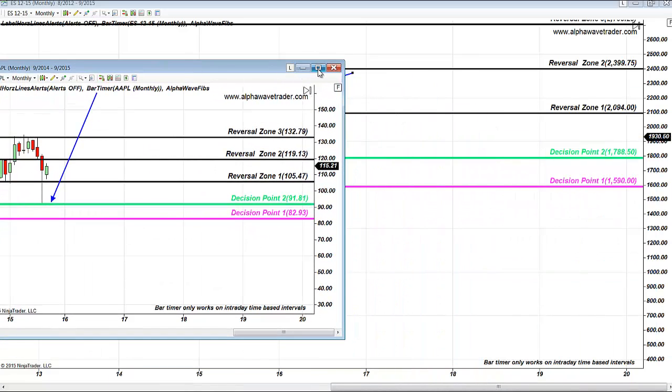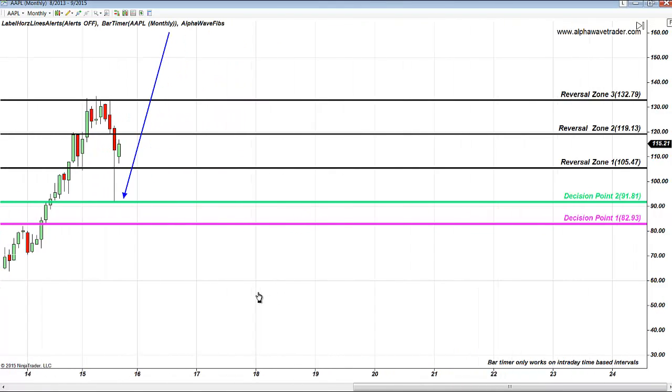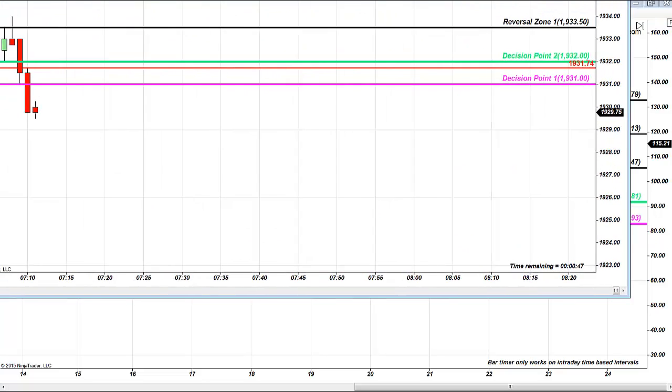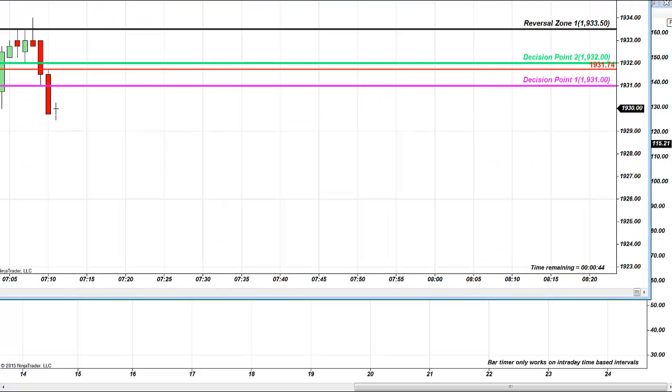Doesn't matter if you're an investor. Doesn't matter if you're a trader. You must know Fibonacci levels and always and forever respect them. Apple is collapsing down, down, down. Being long on Apple is not a good idea. And here's the S&P. How many more points down?